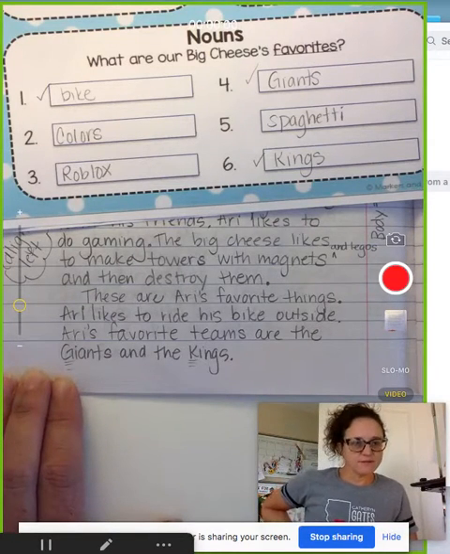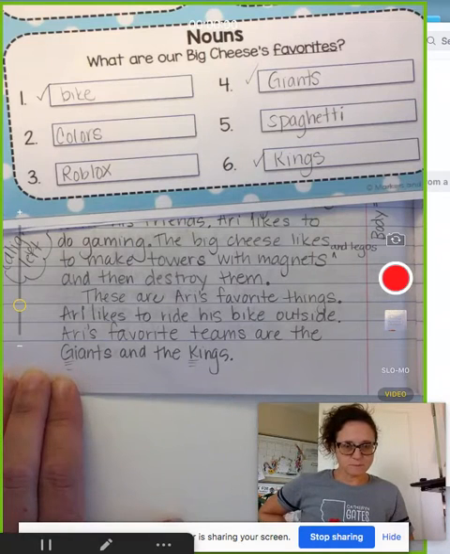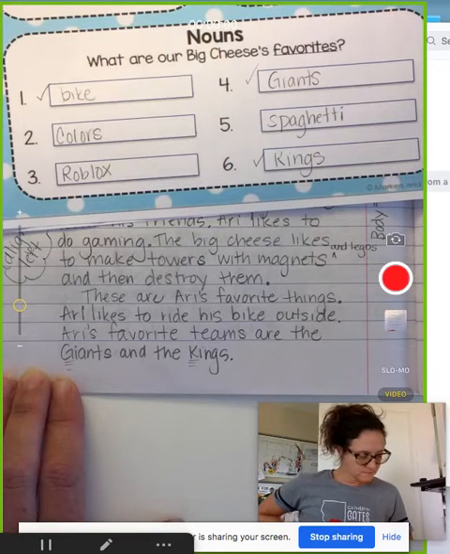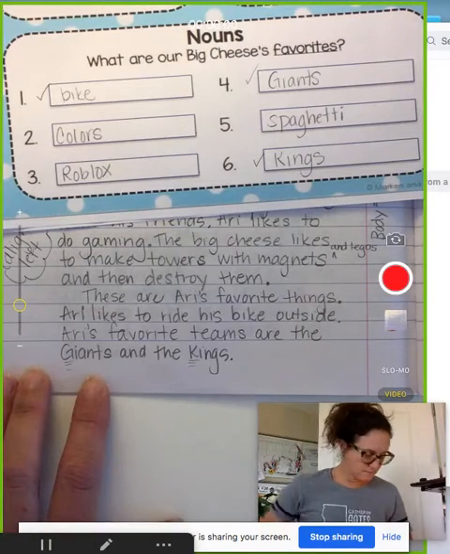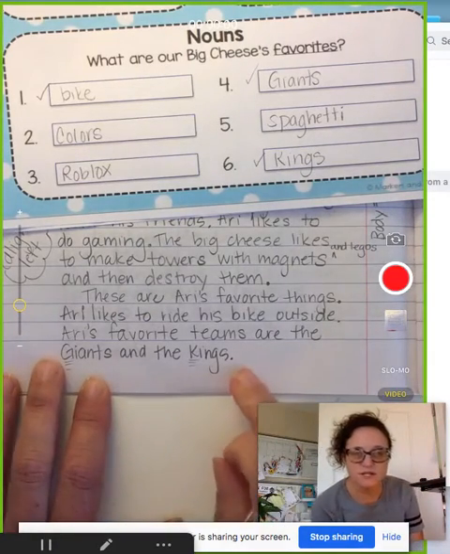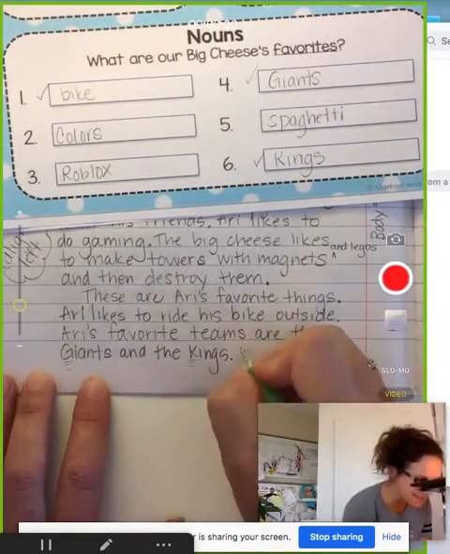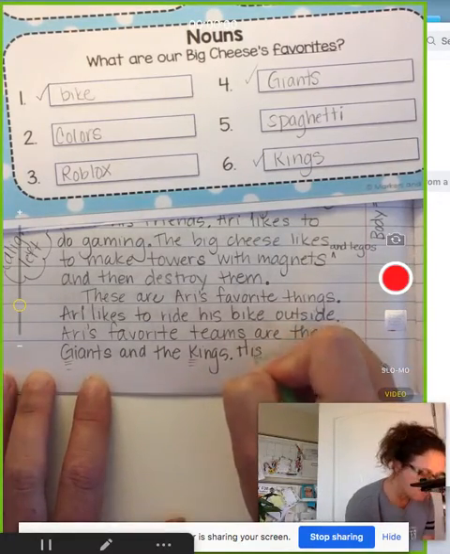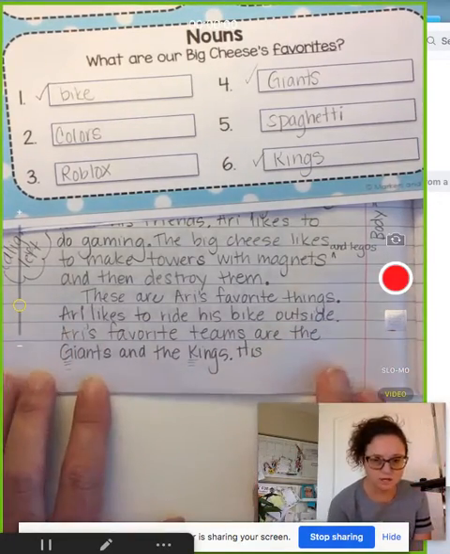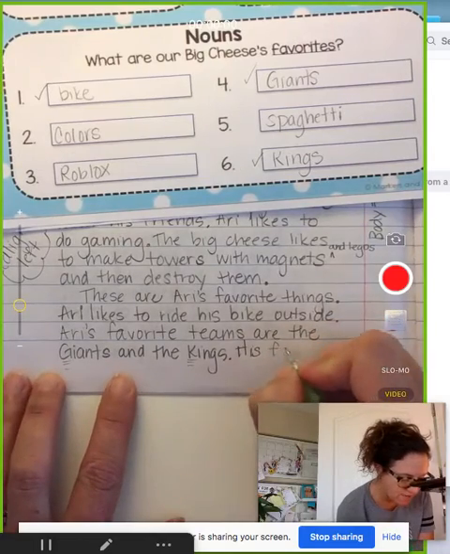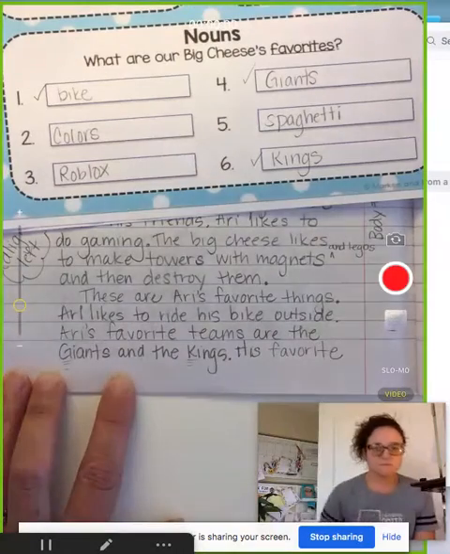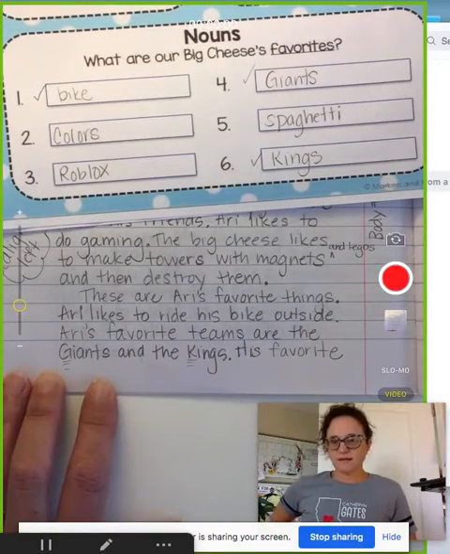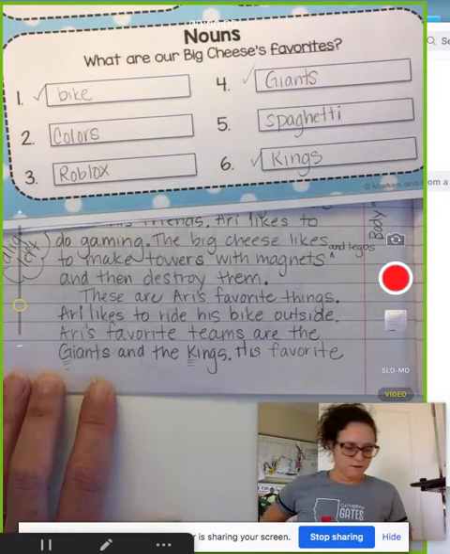Delaney, do you have another sentence? His favorite game is Roblox. Okay. And I like how you started your sentence with the pronoun his, because we started our last two sentences with Ari. His favorite. Okay, now I've run out of room, so I'm going to have to go over to the next page. So I'll give you a minute.